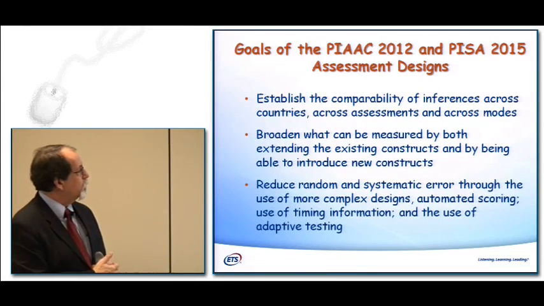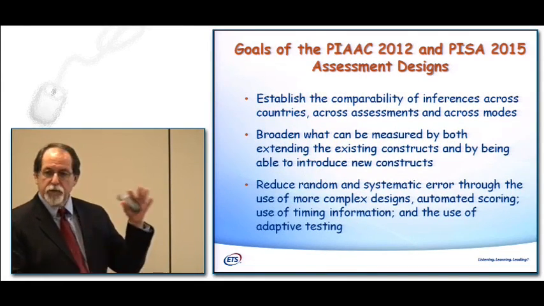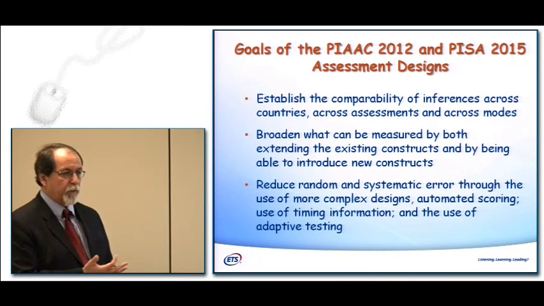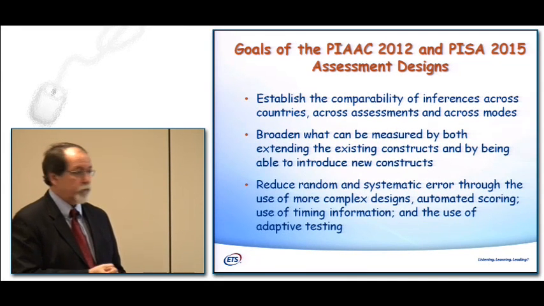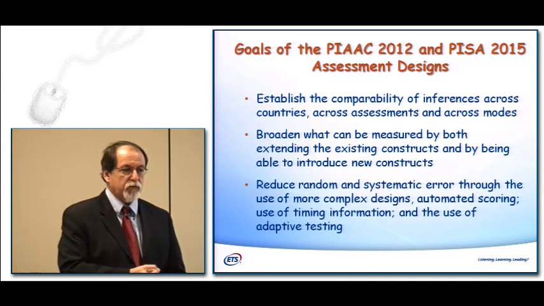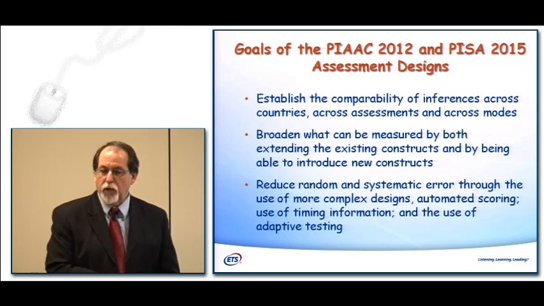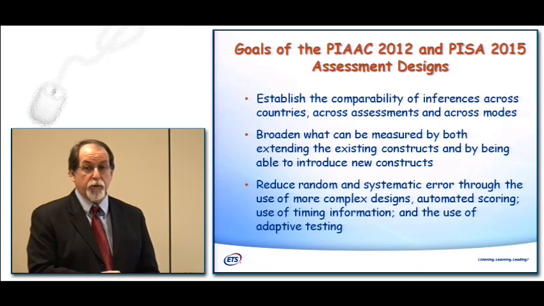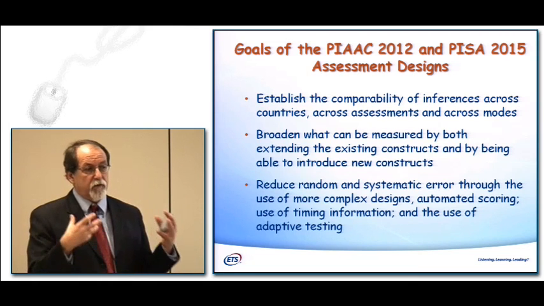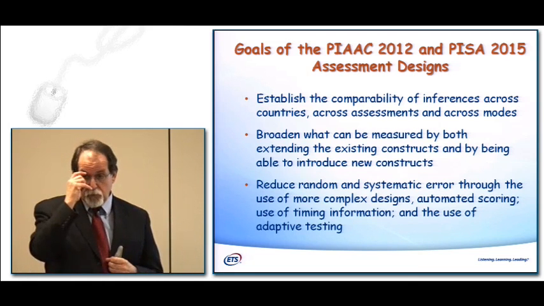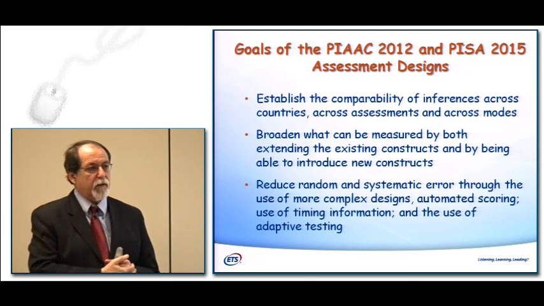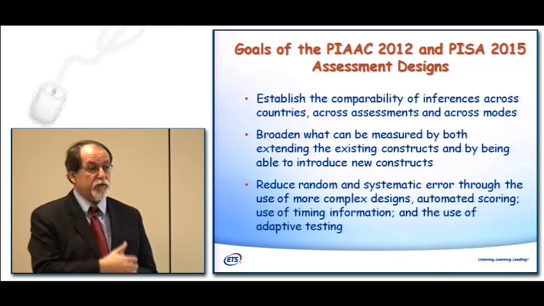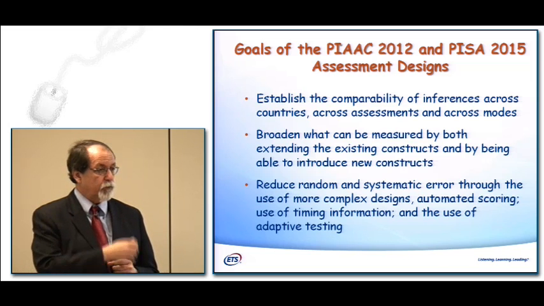The designs for PIAAC and for PISA share some common characteristics. The first thing is that you have to be able to establish the comparability of inferences across countries and across assessments. Well, that's true in paper as well. If you go back to the very beginning of the adult assessments or to PISA, one of the design criteria is comparability. You cannot rank countries unless you can demonstrate that they are on the same metric. And that's not so simple to do.